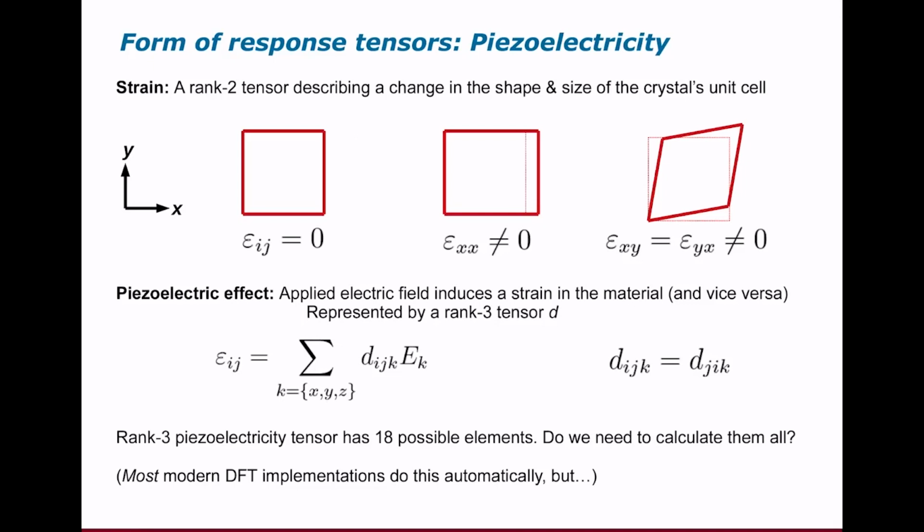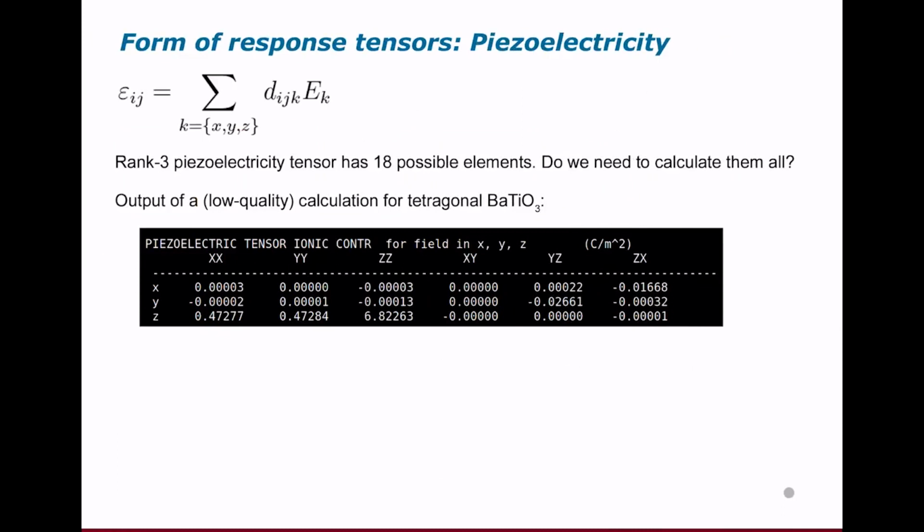Okay, now I did a very quick calculation using the same code that I mentioned, VASP, and I intentionally did the calculation a bit low quality. So I used a small energy cutoff, not too many K points, etc., so that I get some more numerical noise than I typically would. The system I chose was tetragonal barium titanate.